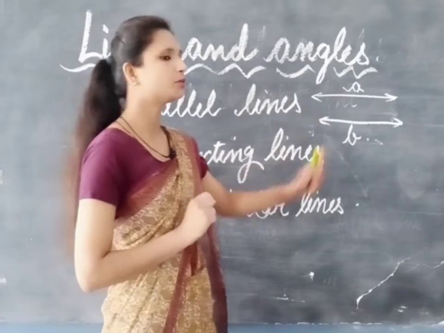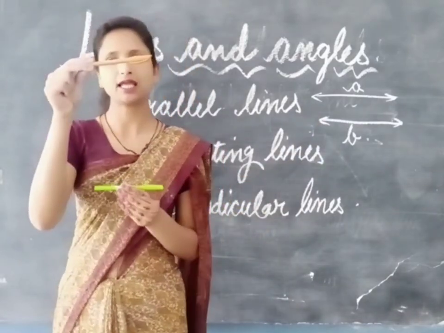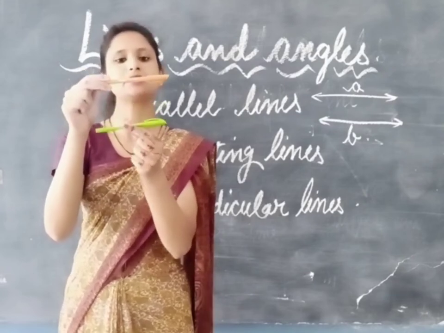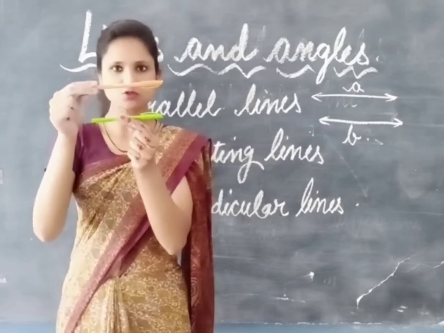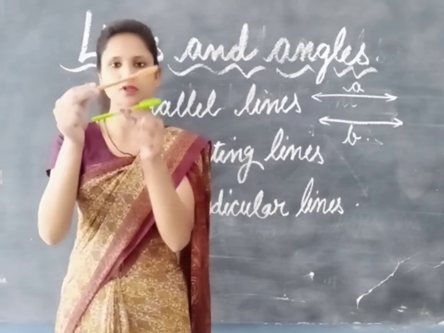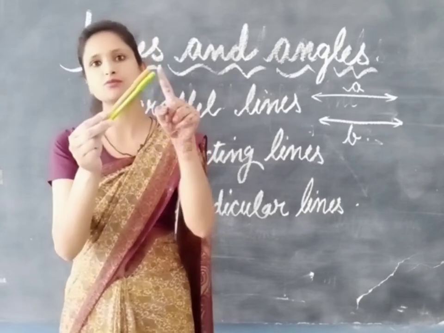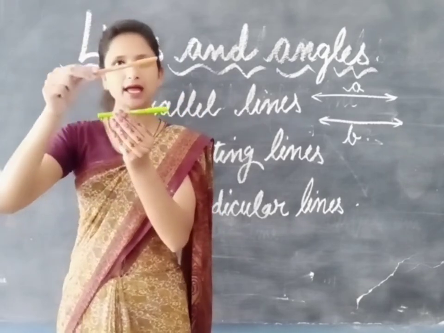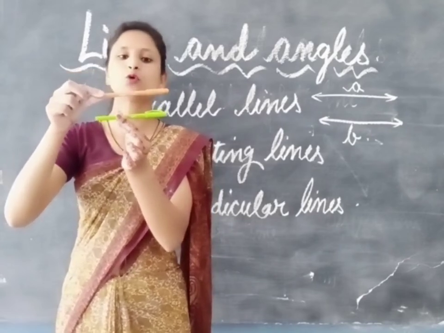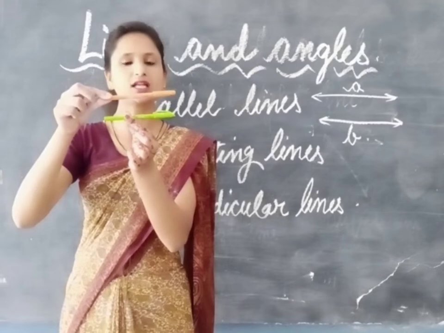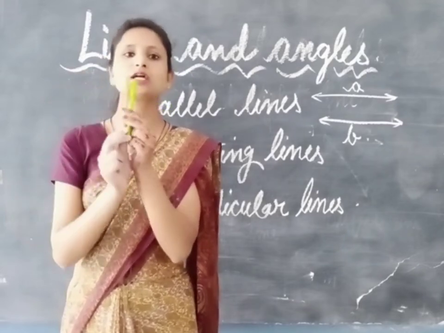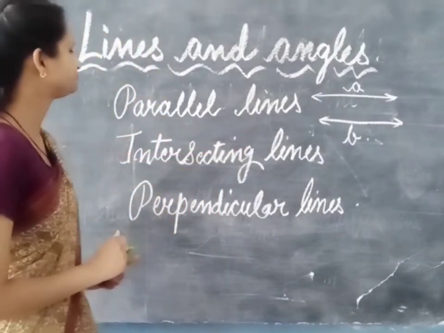Parallel lines never meet. Suppose it is line A and it is line B. As you can see, the lengths of both lines are the same. If I put one above the other, you can see that both have the same distance and these lines will never meet. So these are called parallel lines.